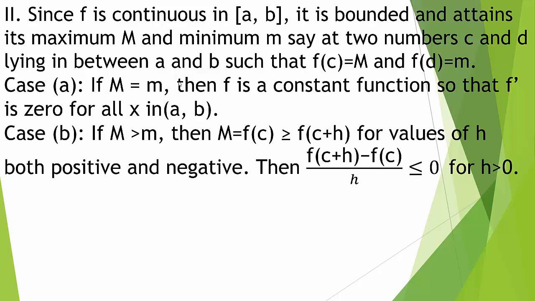Case 2: if M is greater than m, that is the maximum value is greater than the minimum value, then M = f(c), and f(c) is greater than f(c + h). That means the functional value at point c must be greater than the functional value at all other points except c, for values of h both positive and negative. Then f(c + h) - f(c) is less than 0.